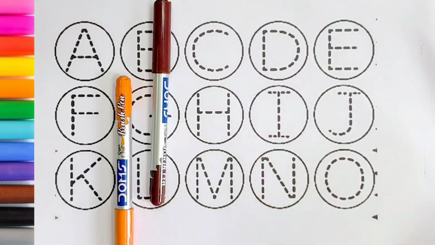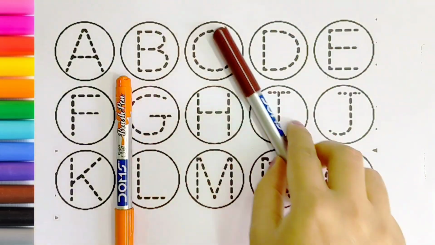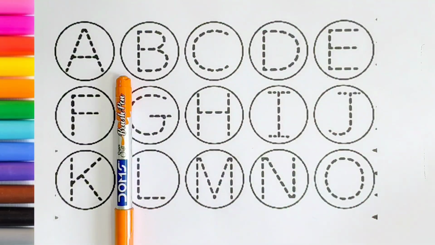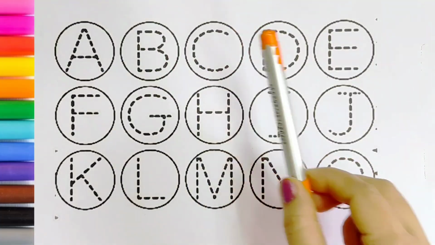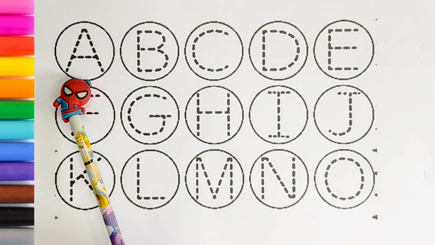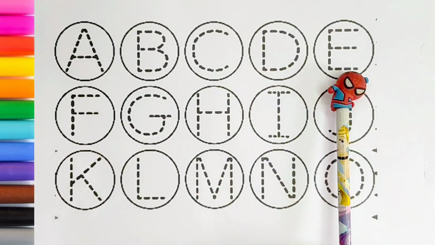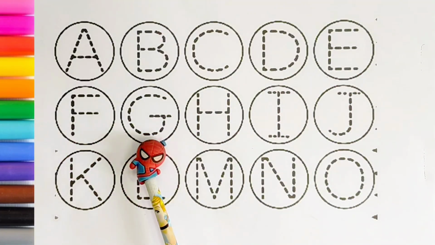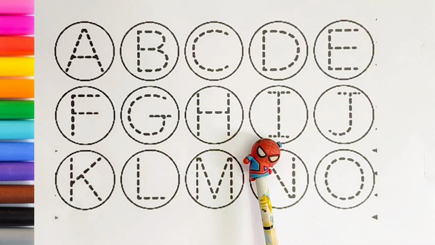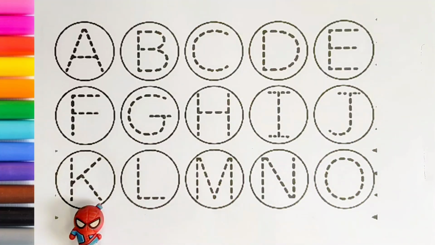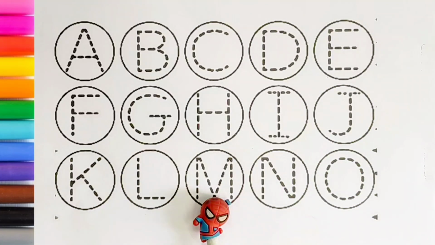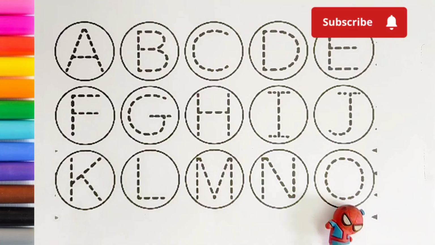dark green color, brown color, orange color. A, B, C, D, E, F, G, H, I, J, K, L, M, N, O.